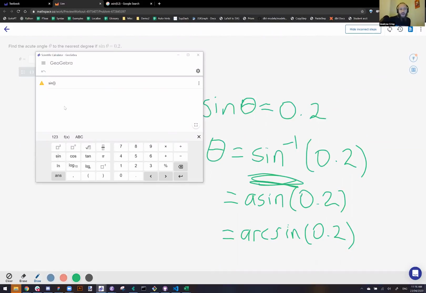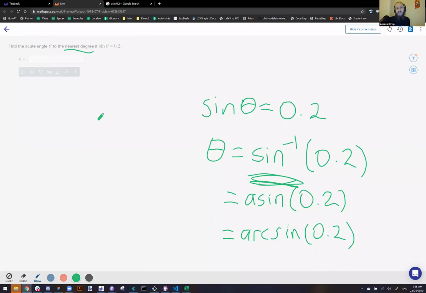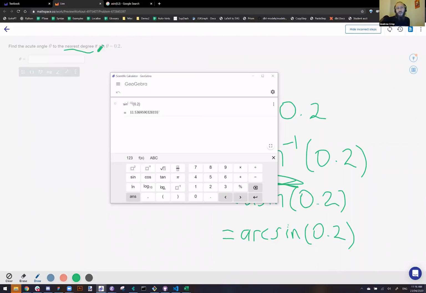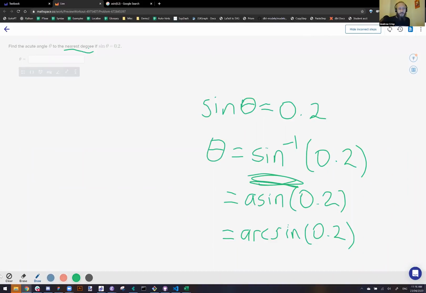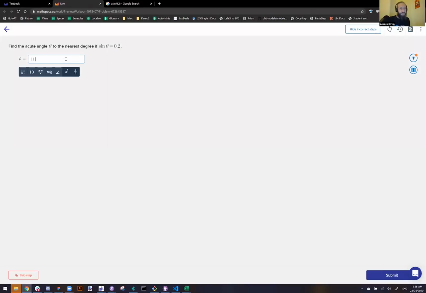And I'm going to do sine of 0.2, but I'm actually instead going to do to the power -1. And it tells me that the answer is 11.53695 degrees. So I now can tell that I need it to the nearest degree. So that's 11.5. Oh, I'll actually answer the question correctly. It's 12, there we go.